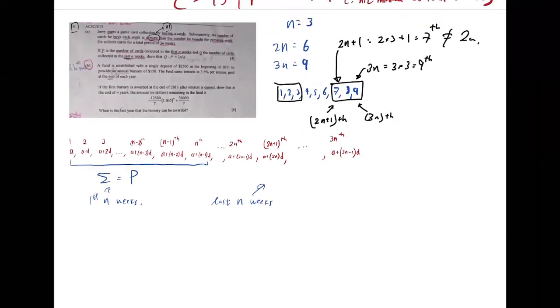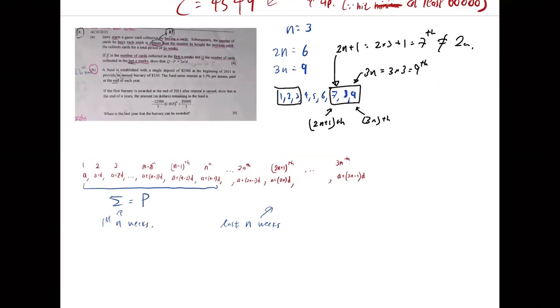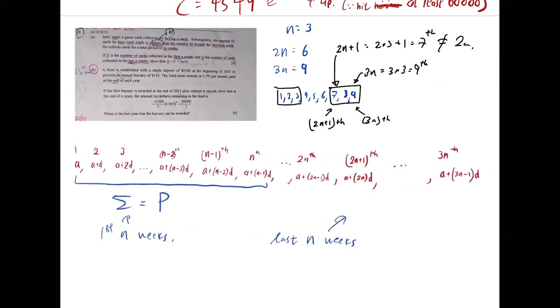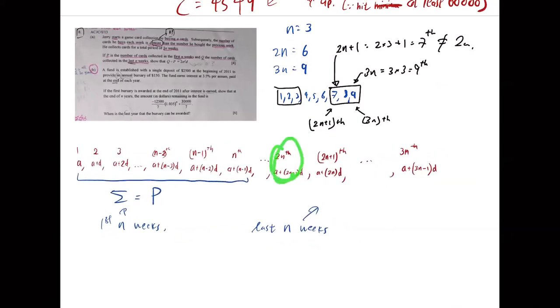I was right the first time. Oh my goodness. So can I ask you again, when you want the last N terms, do you include 2N or do you exclude 2N? Here, did we include 2N, which is 6, or do you exclude the 6?